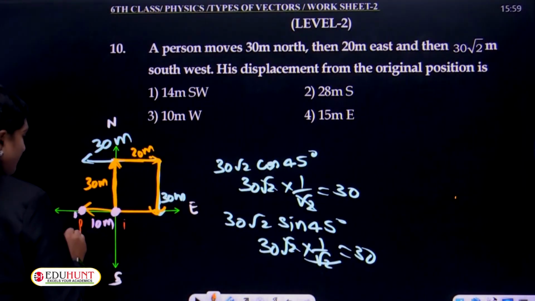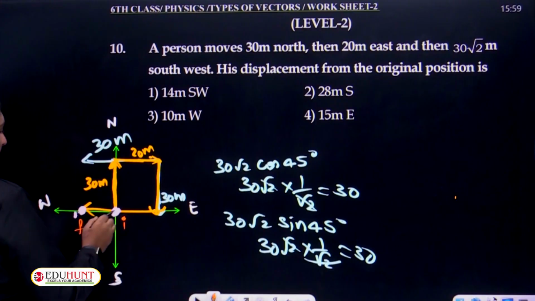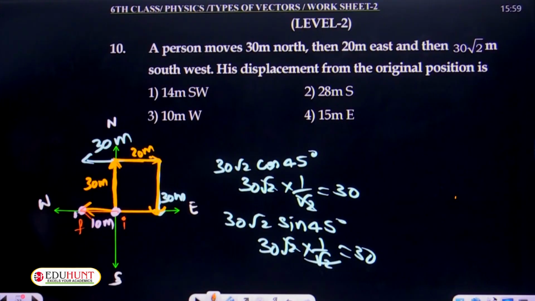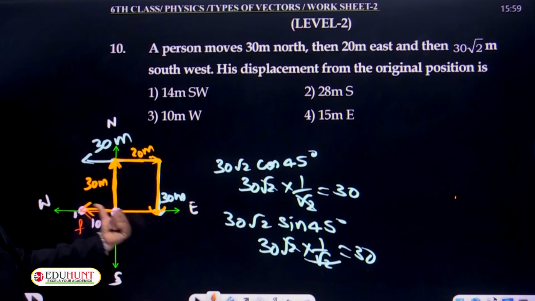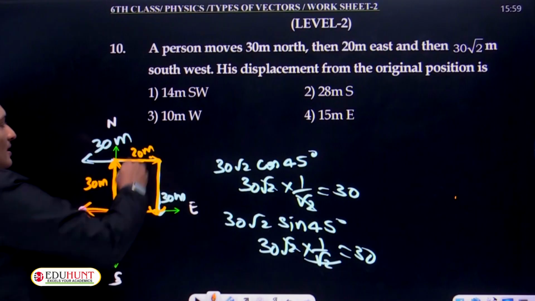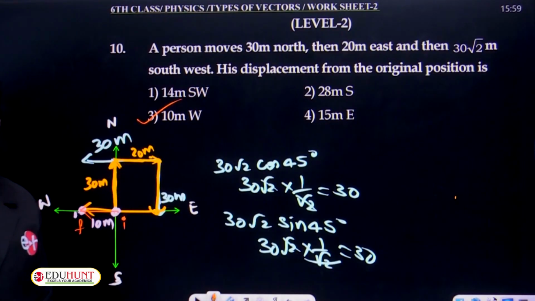And this was his final position. So now his position is like this. He started here, he ended up his journey somewhere here. Okay. So it indicates that it is 10 meters towards west. Therefore, the third option must be true.